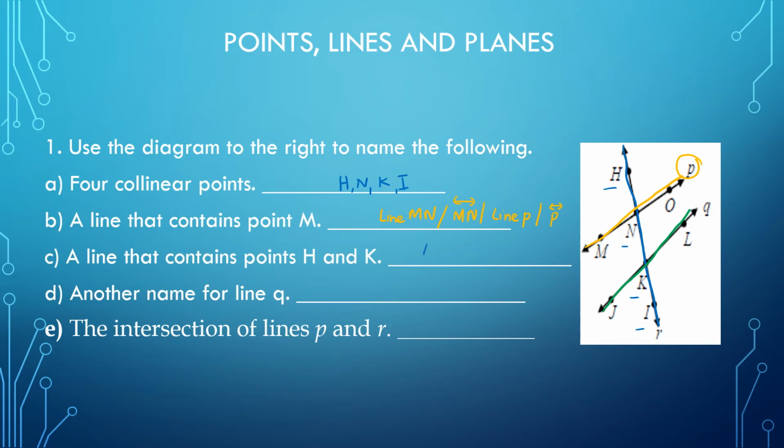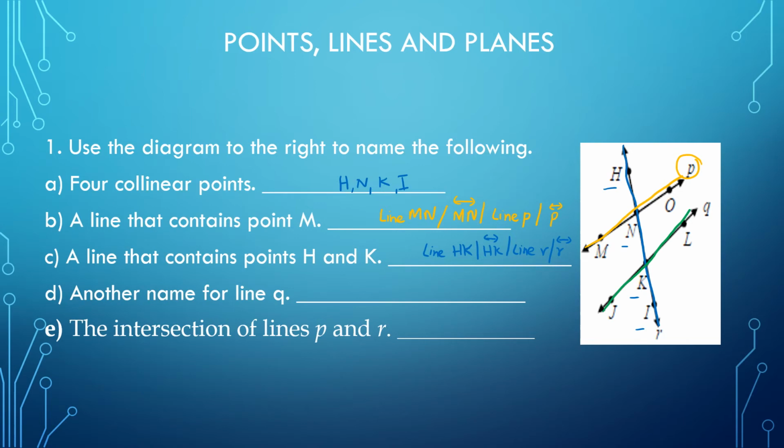Now again, you can use multiple different ways to name that line. You can say line HK, you can say HK with a symbol, you can say line the lowercase letter r, or you can say r with a symbol. Again, you could have used many different combinations of uppercase letters that are on that blue line. For example, you could have said line NK, line HI, etc. Part D, you're looking for another name of line Q.